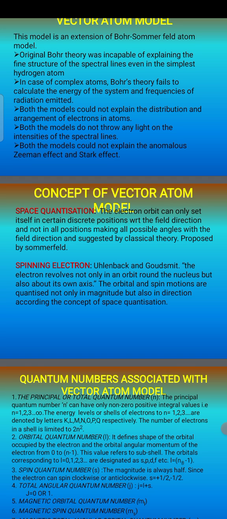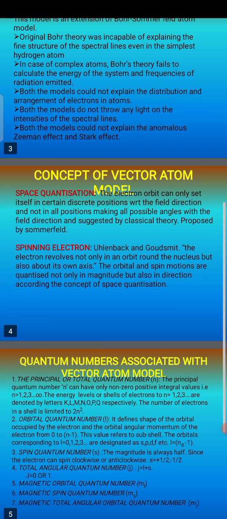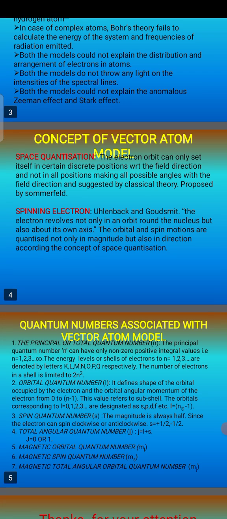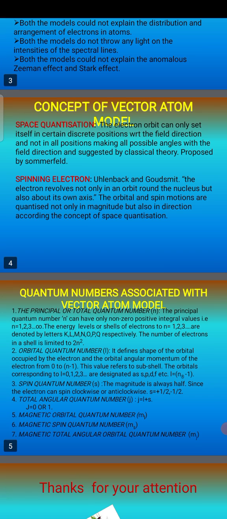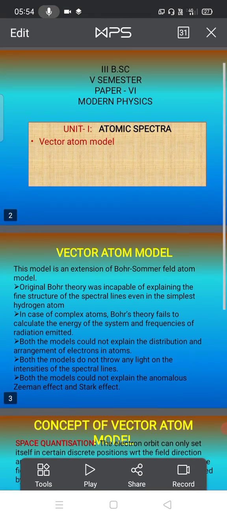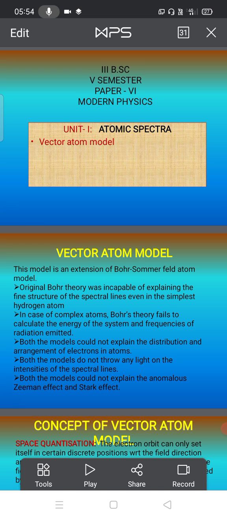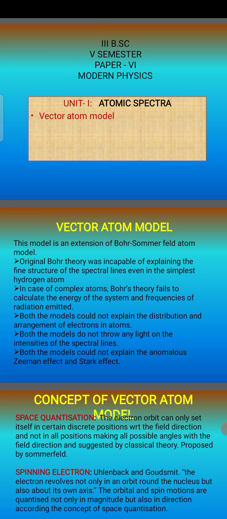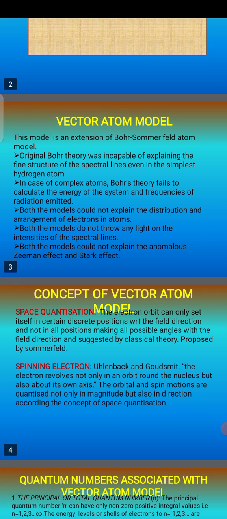What is space quantization? According to Bohr's theory, the electron moves in a circular orbit. Hence, the electron has only 1 degree of freedom. In case of Sommerfeld's elliptical orbits, the electron possesses 2 degrees of freedom. An additional quantum condition is required to describe the actual state of affairs. So, in the vector atom model, the orbits are assumed to be quantized in magnitude and direction both.